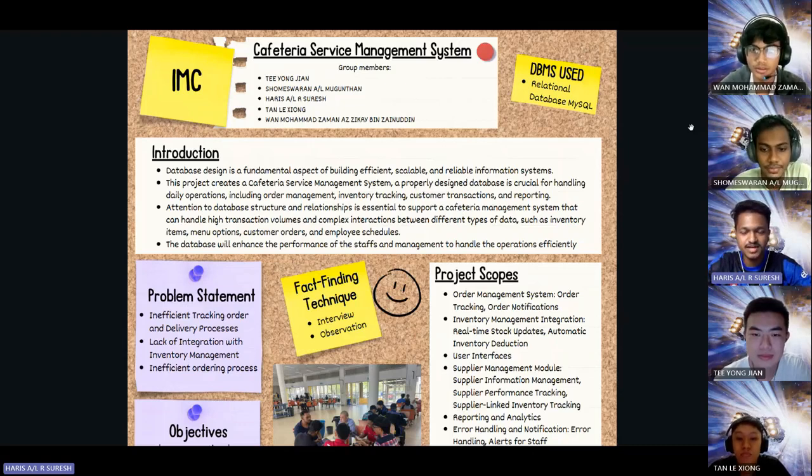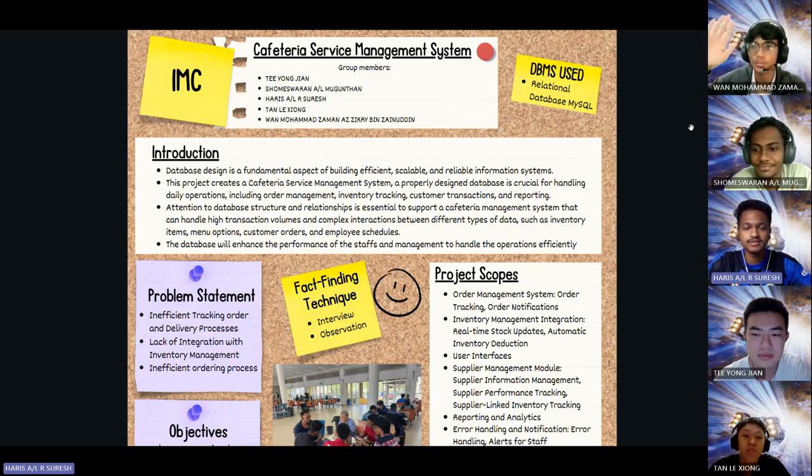We are from group IMC. Our title is Cafeteria Service Management System. Our group consists of 5 members, which is me, Haris, T. Yongjain, Someshwaran, Tan Lixion, and one Muhammad Zaman.